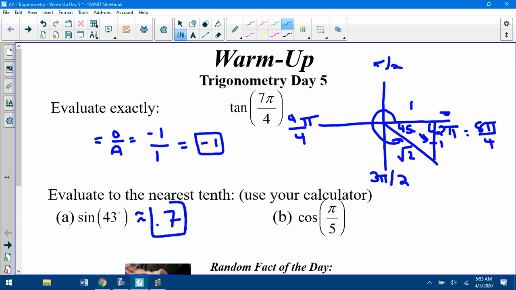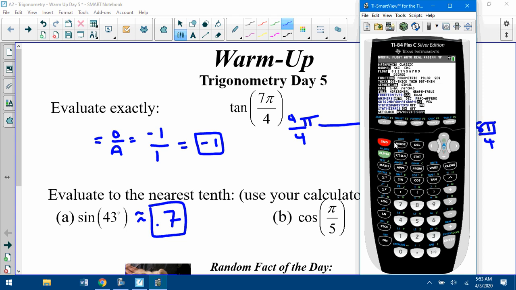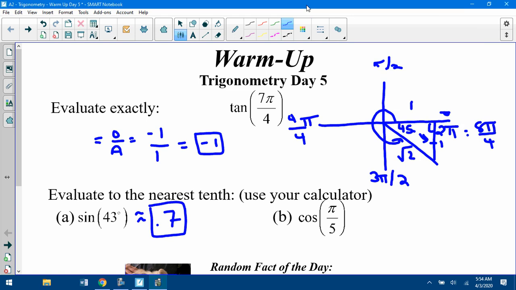And for the second one, cosine of pi over 4, my mode is radians. To change the mode, because pi over 4 is radian. And I type in cosine of pi over 4. 0.709, nearest tenth, 0.7. Okay, so there are a couple questions like that on your homework tonight, and really no work to show other than your answer.